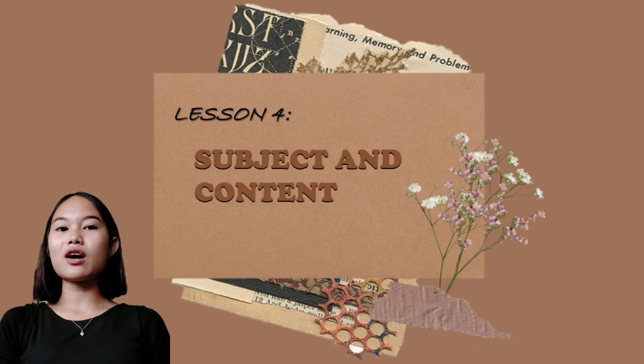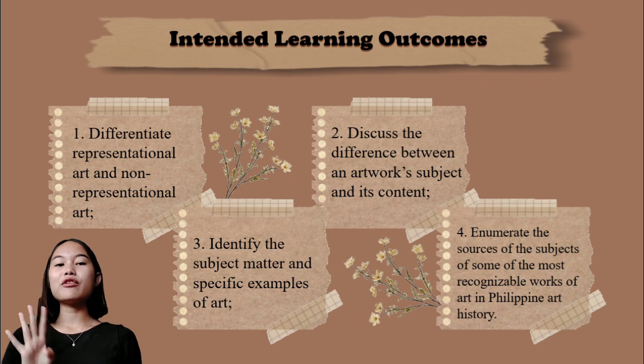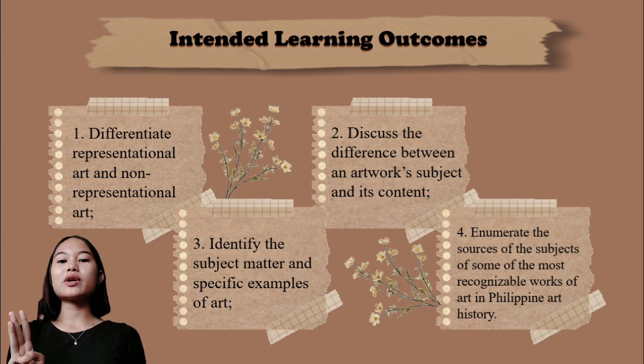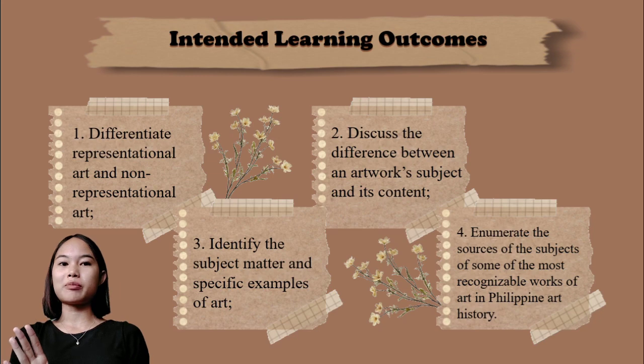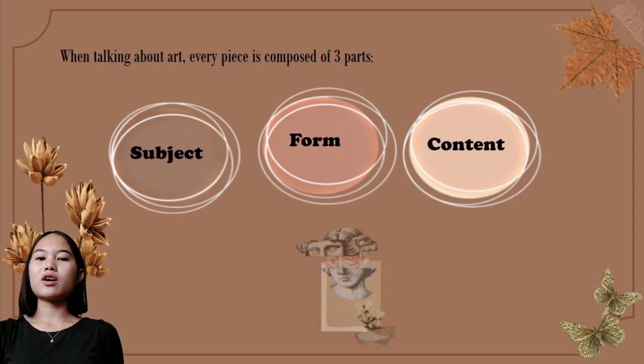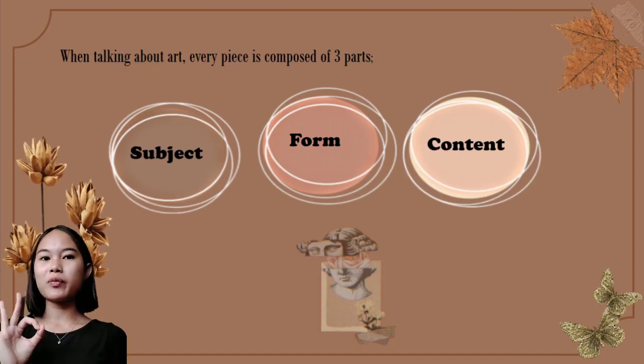And today we're going to talk about Lesson 4, which is the subject and content. For this lesson, we have 4 learning outcomes. First is to differentiate representational art and non-representational art. Second is to discuss the difference between an artwork's subject and its content. Third is to identify the subject matter and specific examples of art. And lastly is to enumerate the sources of subjects of some of the most recognizable works of art in Philippine art history.